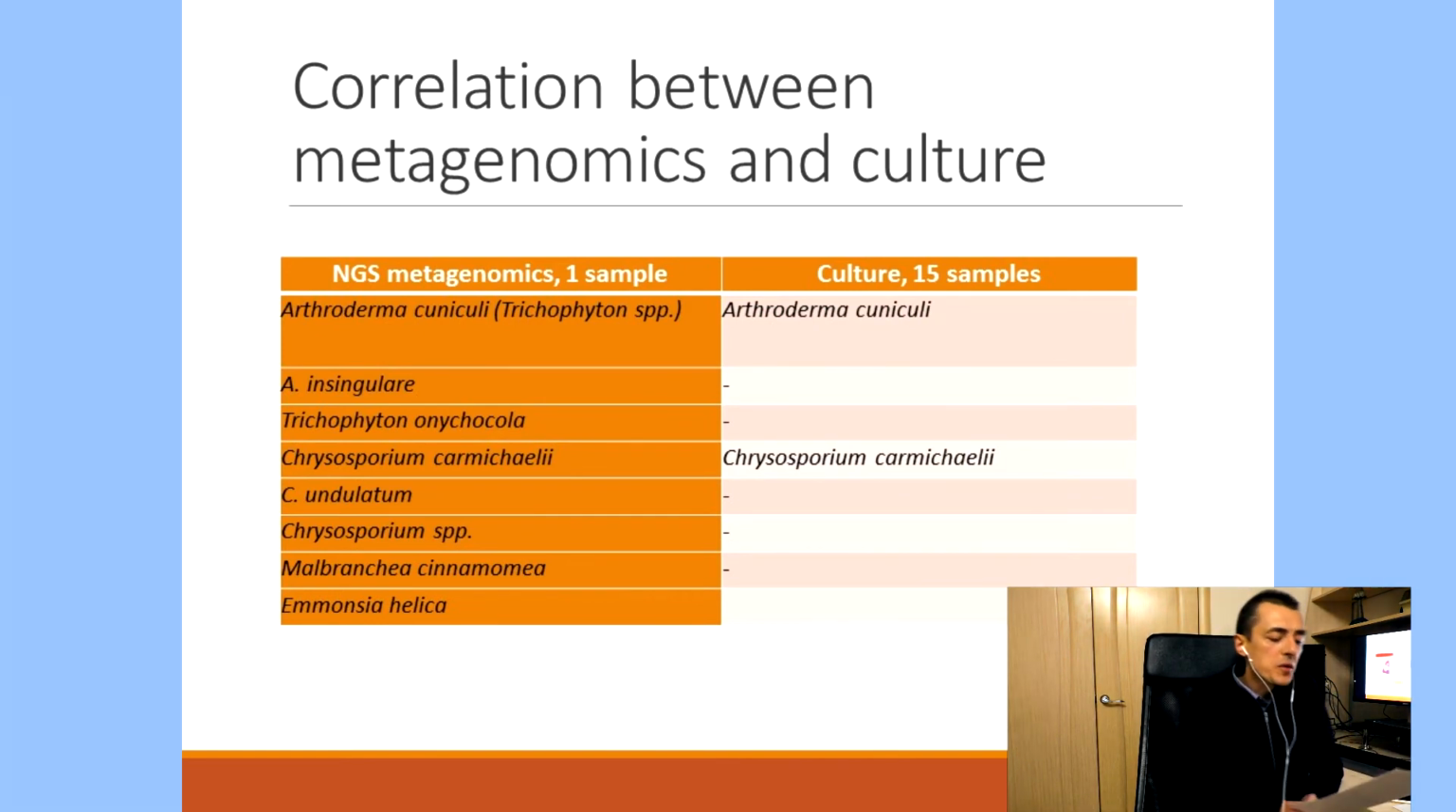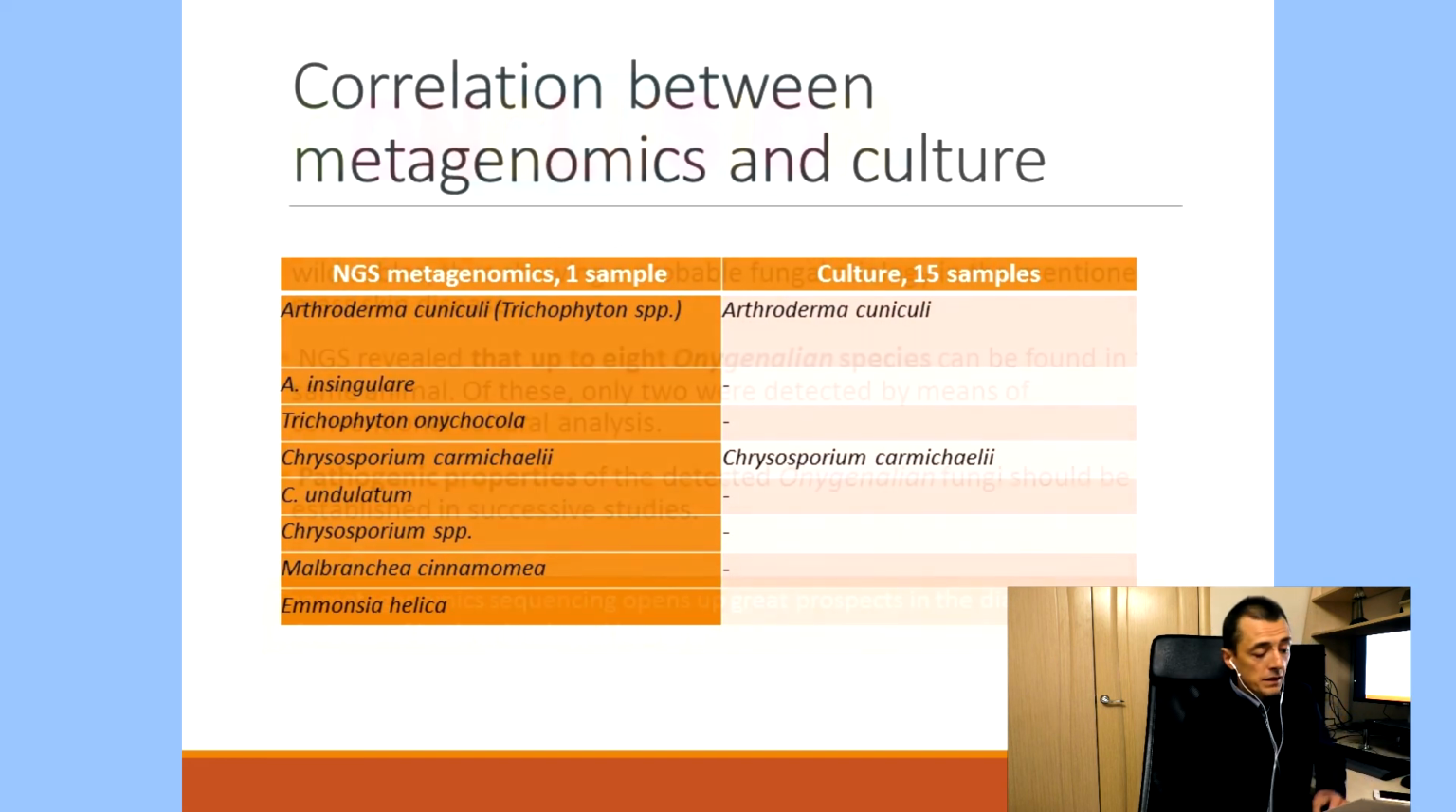Is there any correlation between metagenomic and cultural results? Well, on the one hand, we were able to isolate cultures of 2 Onygenalean species, which were also detected by metagenomic sequencing. But on the other hand, 6 other Onygenalean species detected by metagenomics were not isolated in culture. And we should remember, of course, that only 1 sample was analyzed by metagenomics, so our findings should be confirmed in future studies, of course. And next slide, please.